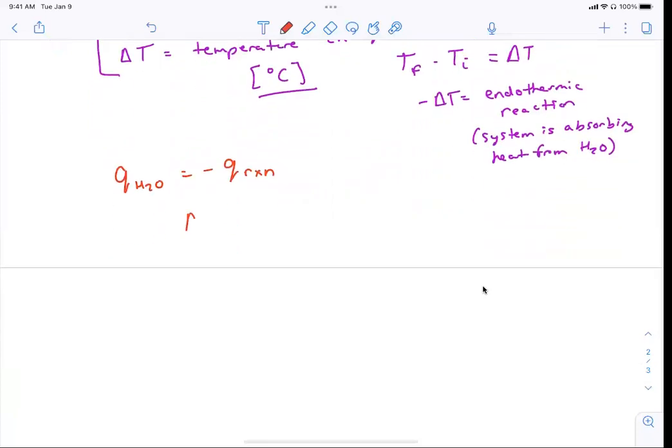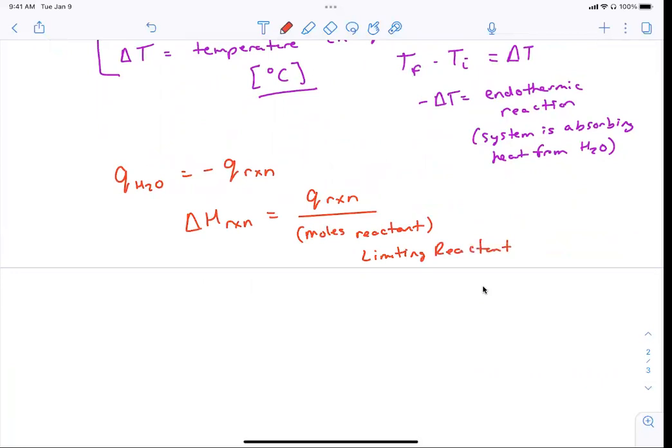And your delta H of the reaction is equal to Q of the reaction over the moles of reactant. So however many moles of reactant you use for the reaction, that's what you're going to use. And you may want to make a note that it's generally the limiting reactant. So if you're mixing two solutions together, you want to use the limiting reactant for this. So you need to figure out which one's the limiting reactant before you divide by the moles.